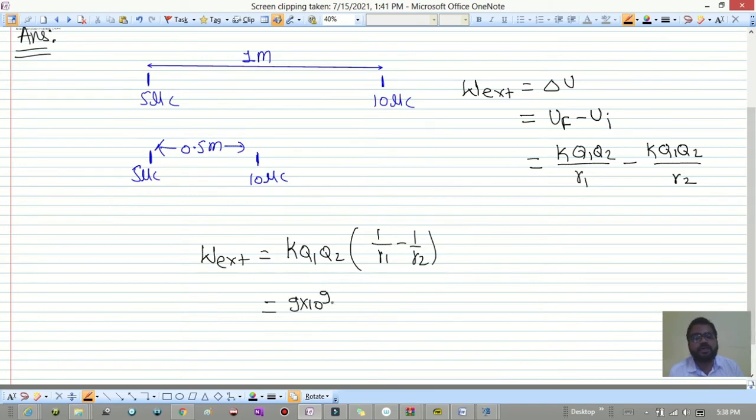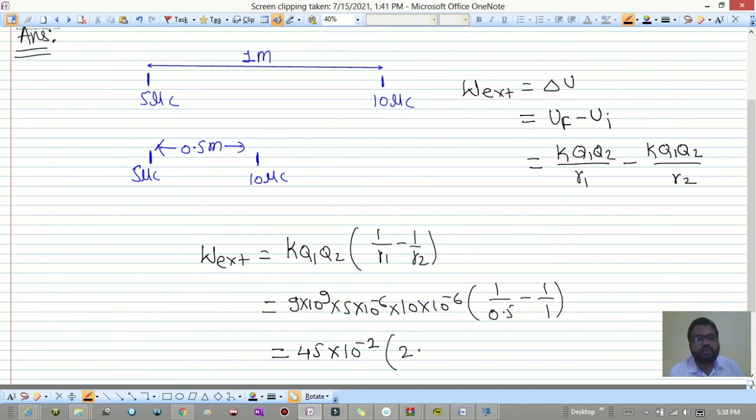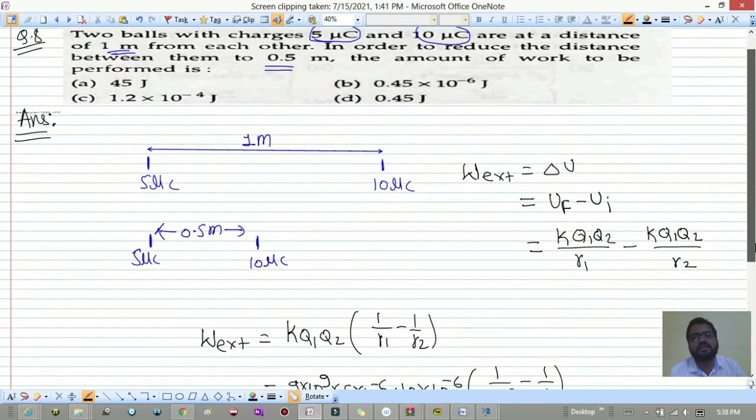So what is K over here? 9 into 10 to the power 9. Q1 is 5 into 10 to the power minus 6. Q2 is 10 into 10 to the power minus 6. Then 1 by R1 is 1 by 0.5, minus 1 by 1. This is equal to 45 into 10 to the power minus 2, which is 0.45 joule of work we have to do on the system. That is, option D is the correct option.